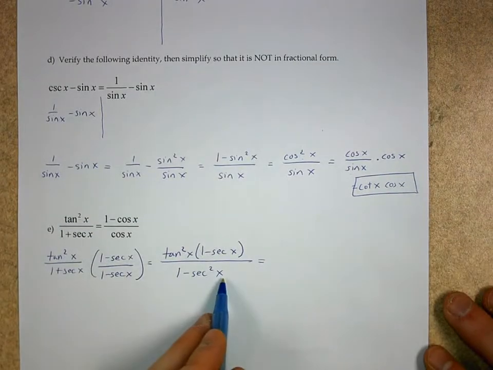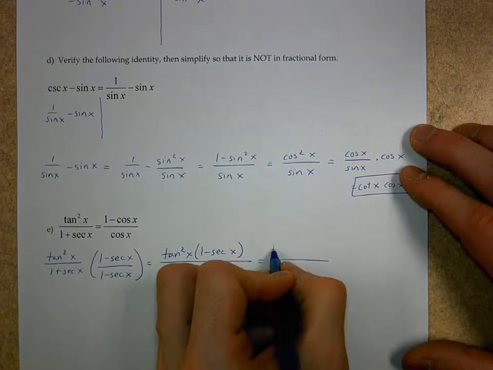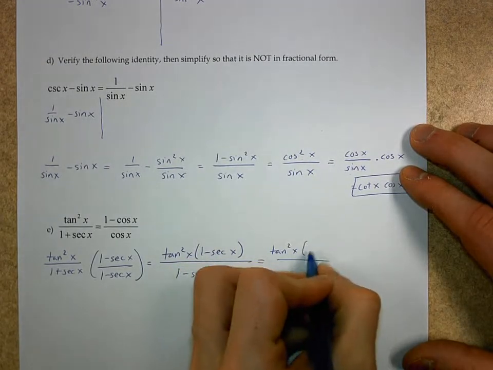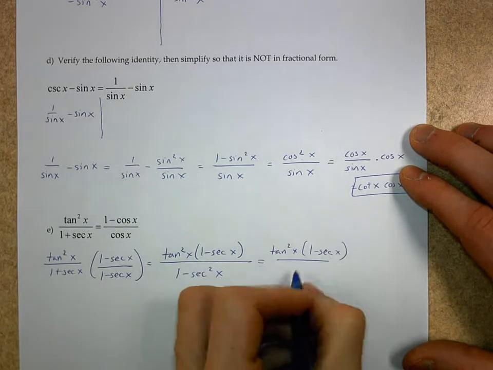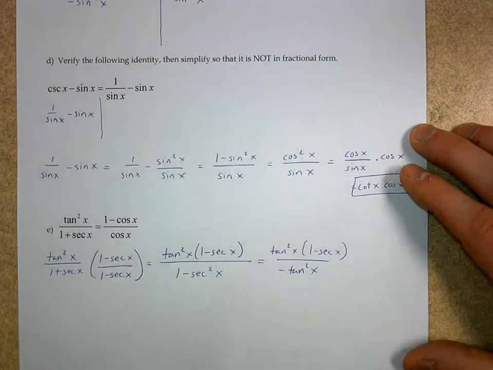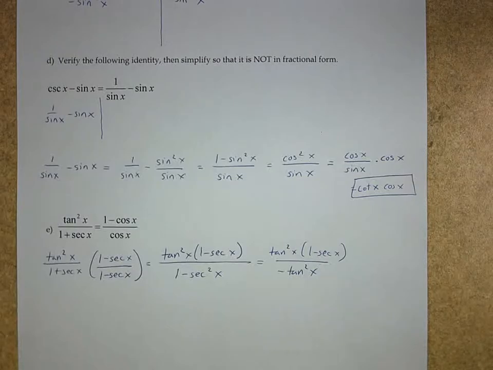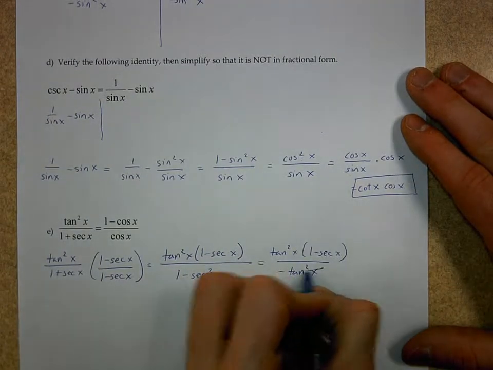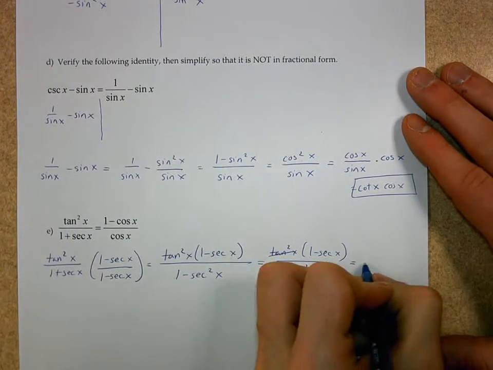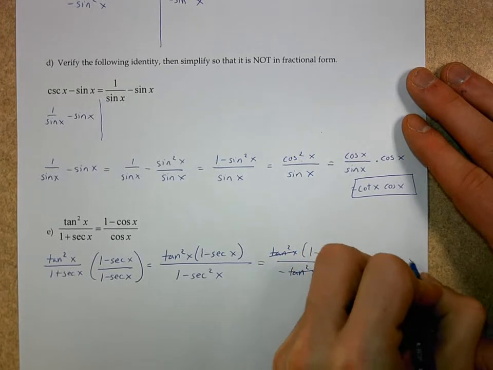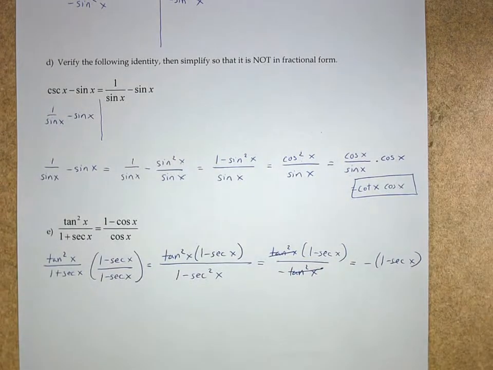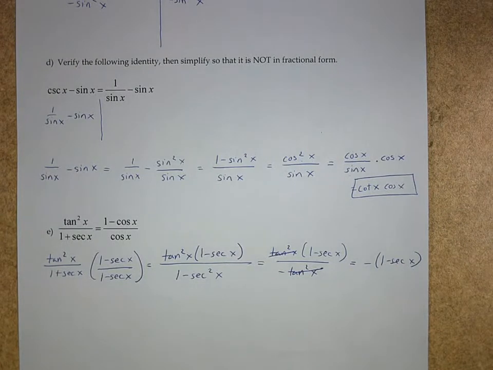And 1 minus secant squared of x is going to be a negative tangent squared of x. That's taking the identity 1 plus tangent squared of x is equal to secant squared of x, and moving the secant squared of x to the left-hand side, and then moving the tangent to the right-hand side. So here my tangents cancel out. And now I'm left with negative 1 minus secant of x.